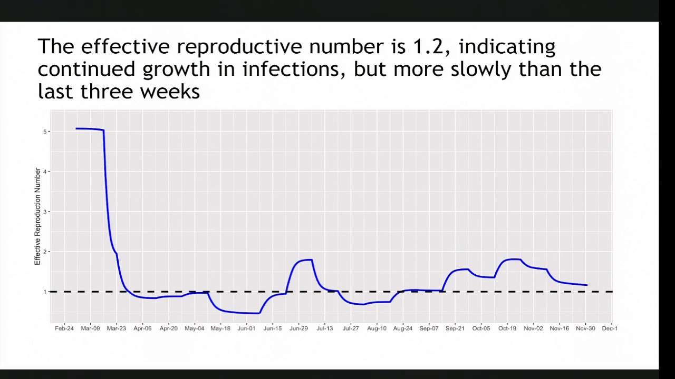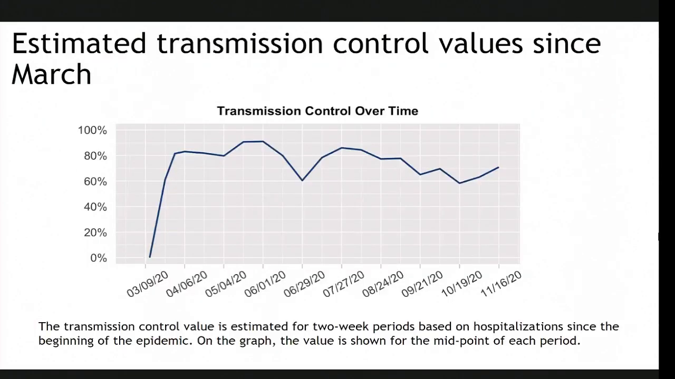Our model also estimates something we call transmission control. Next slide. And those values are shown here. Now, the value of transmission control goes from 0, which is pre-COVID-19 when we were freely mixing, and as you can see where we were in March, to 100% if we were truly locked in our homes, literally, and not going out and mixing with others.